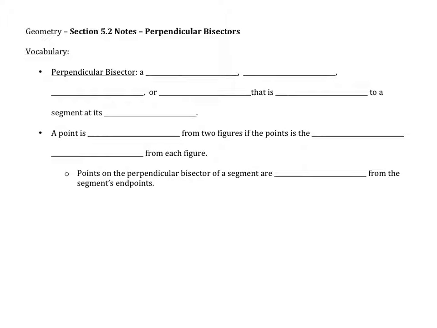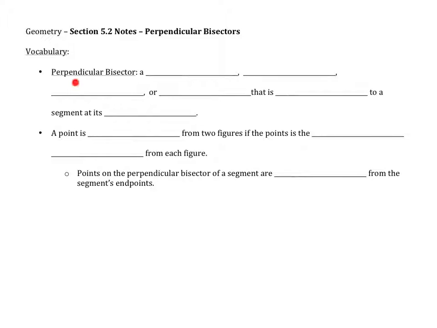Section 5.2 is all about perpendicular bisectors. So let's start this section with defining what a perpendicular bisector is. A perpendicular bisector is exactly as it sounds. A bisector is a point, line, plane, or ray that cuts a segment into two congruent segments.